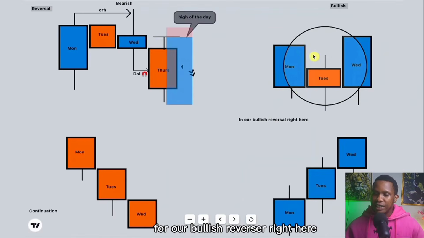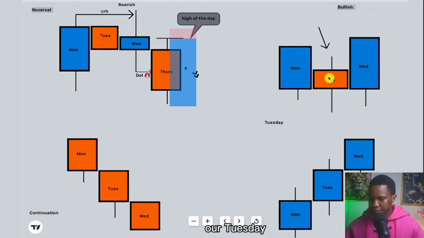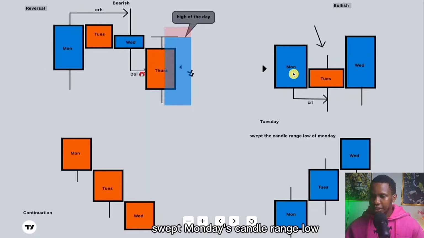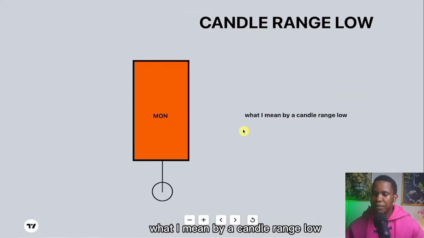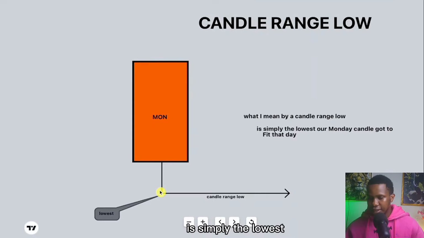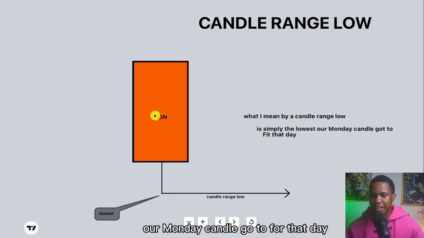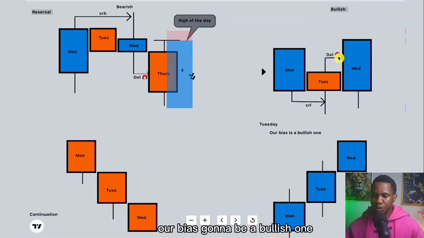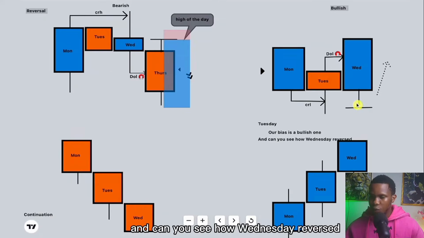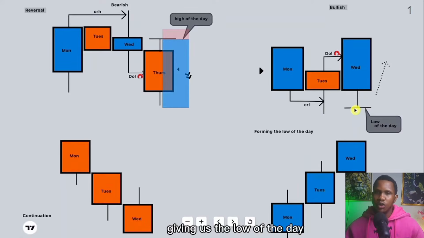For our bullish reversal right here, Tuesday swept Monday's candle range low. What I mean by a candle range low is simply the lowest Monday's candle goes to for that day. Our bias is going to be a bullish one. And can you see how Wednesday reversed, giving us the low of the day?